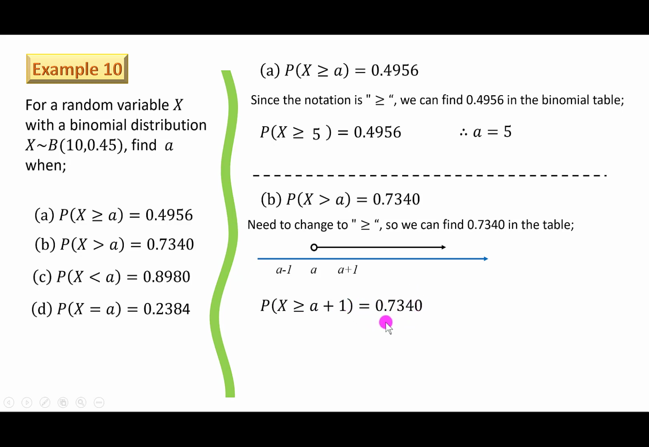So if we look into the binomial table and find this probability, you will get the value of X is 4. Make sure the notation here is the same. Then if we compare, a plus 1 equals 4, so a is 3.